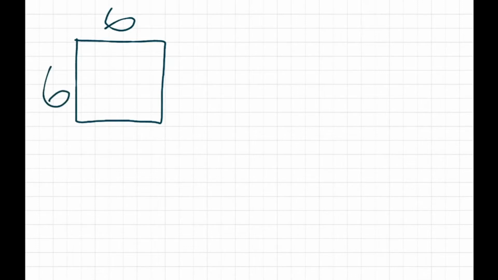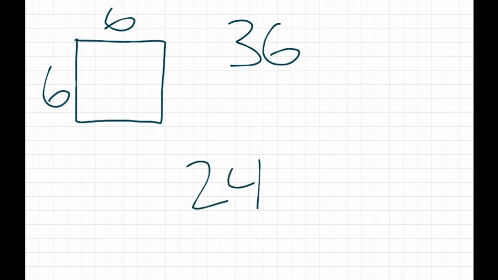So for squares, let's say we have a square over here, and all the side lengths are equal to 6. So we can do 6 times 6 for the area, and we get 36. And then for the perimeter, we can add 6 plus 6 plus 6 plus 6, or we can do 6 times 4 because it's a square, and we get 24 as the perimeter.